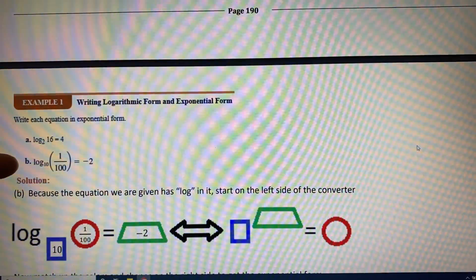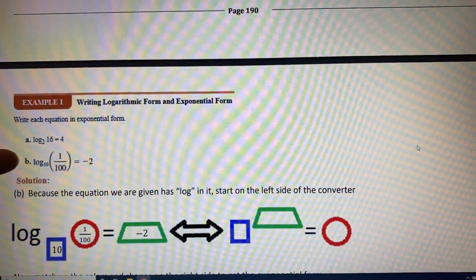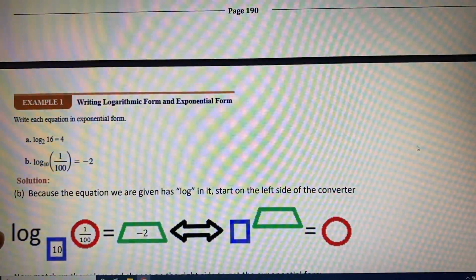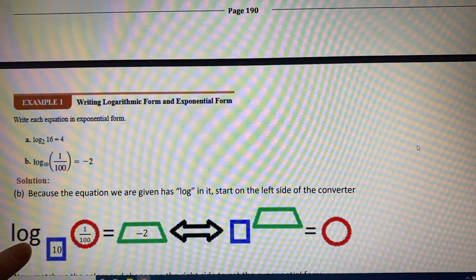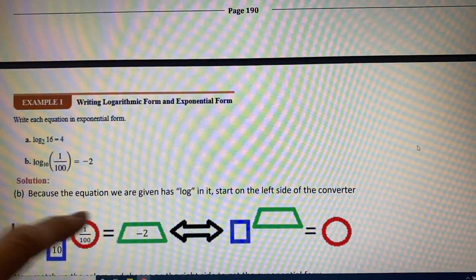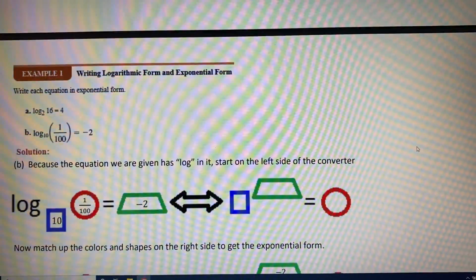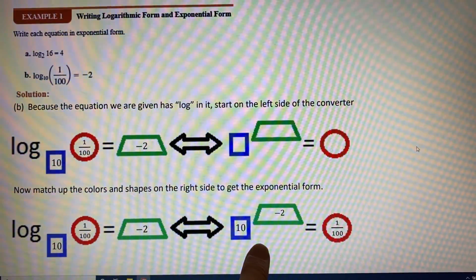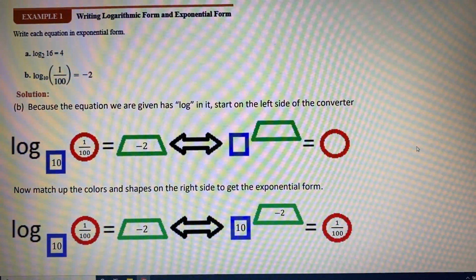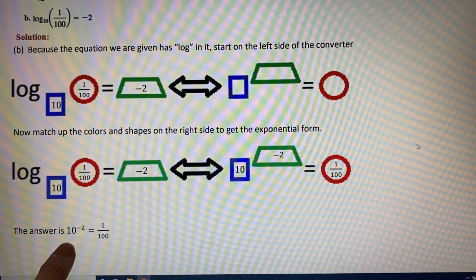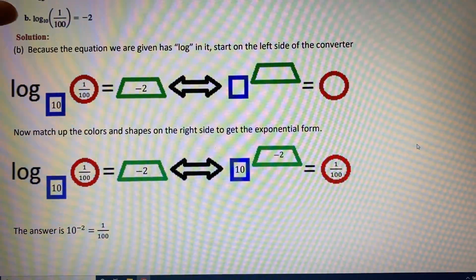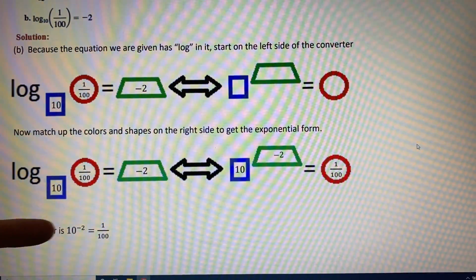Log base 10 of 1 over 100 equals negative 2. Once again, our equation has the word log in it, and so we start on the left side of the converter. Log base 10 of the fraction 1 over 100 equals negative 2. Now match up the colors and shapes, filling in the right-hand side of the converter, and we get the exponential statement 10 to the negative 2 equals the fraction 1 over 100. This is our answer. We have converted from logarithmic form to exponential form.